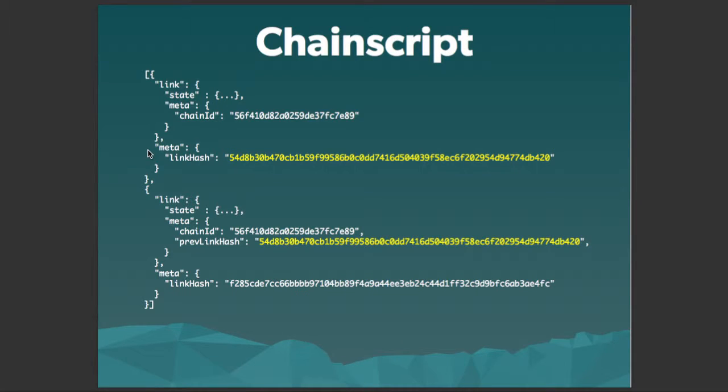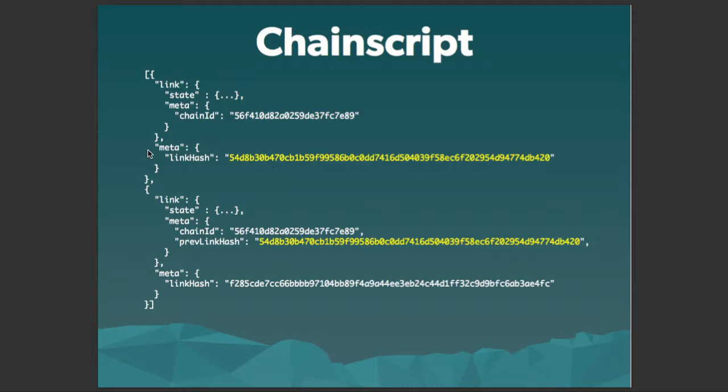So this is just a quick snippet of code showing ChainScript. In this case, we have two states, one on top and one on bottom, and I've abbreviated the state. This is where your user data would go, and you could put whatever you want in it. We don't store your data. We just take what you give us, and we return objective proof.